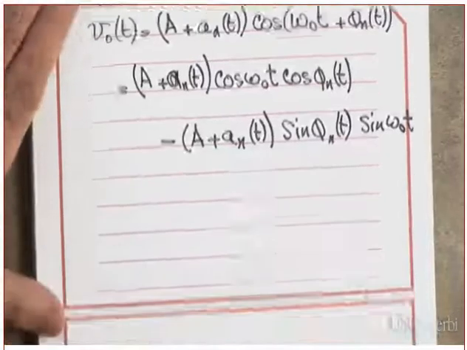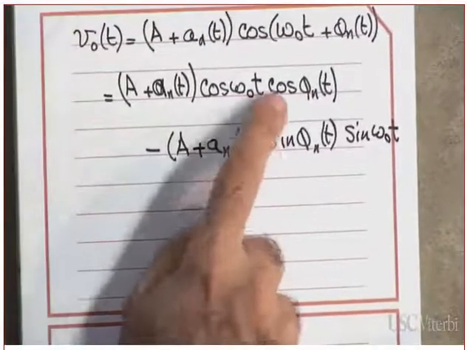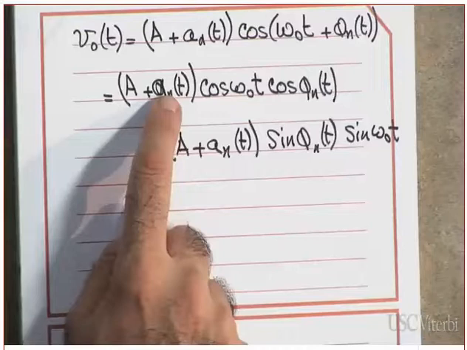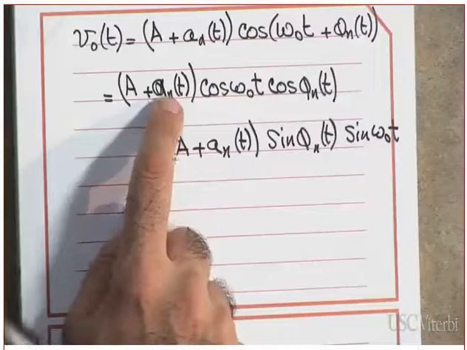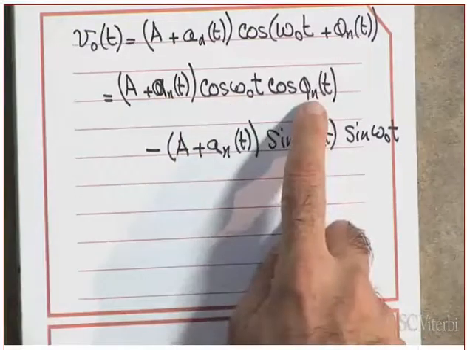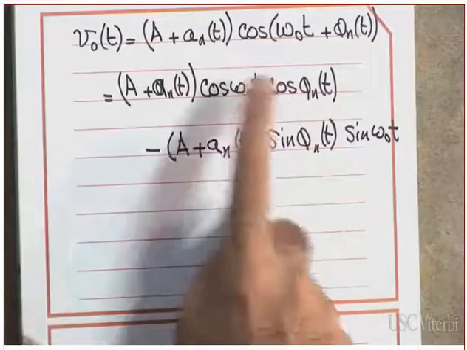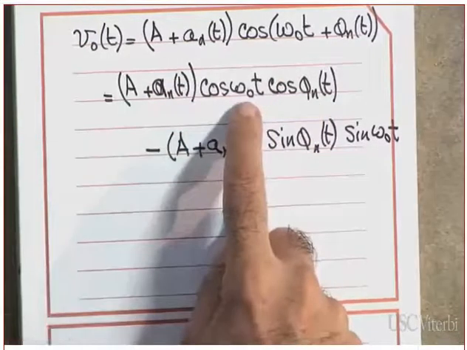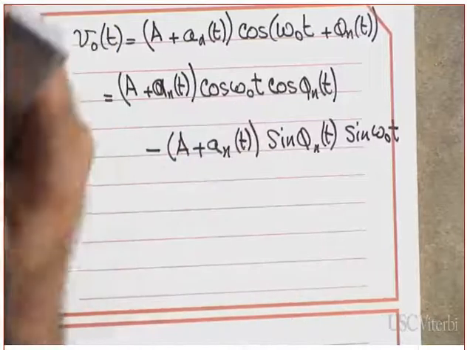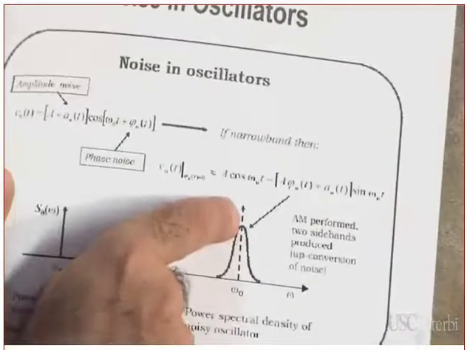Yes or no? Now, let's assume that A n is negligible. Phi n, let's assume it's small. How do you approximate the cosine? 1. So what is the first term? A cosine omega naught T. What will this one result in? It results in this.